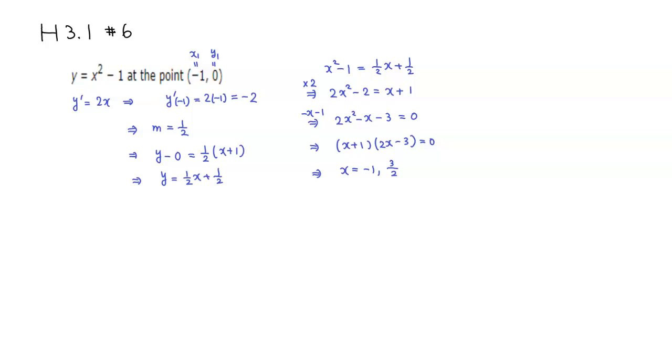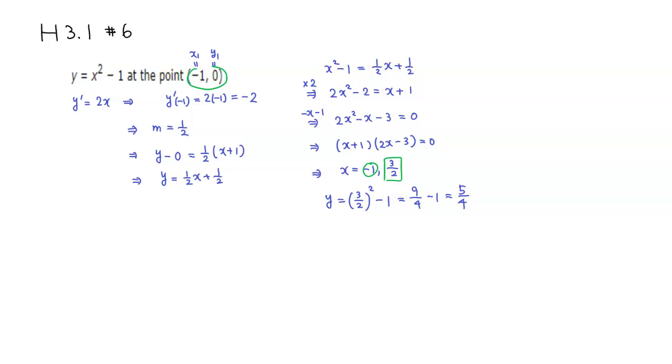Negative 1 is the point of tangency. We're talking about this point. We have to keep 3/2 because we want the second point, and negative 1 is the first point. Since we already know the x value is 3/2, all you have to do is use y equal to the original parabola. Plug in 3/2 for x, minus 1. So 3 squared is 9, 2 squared is 4, and then you're subtracting 1. 1 is 4/4, so it's going to be 5/4.